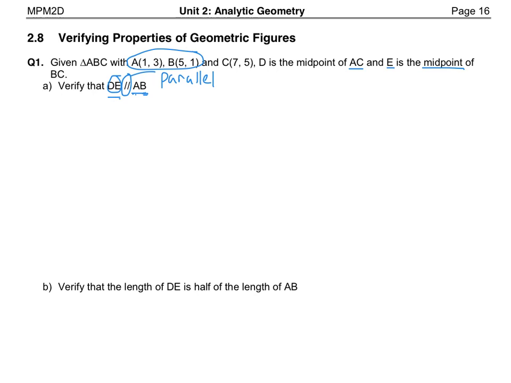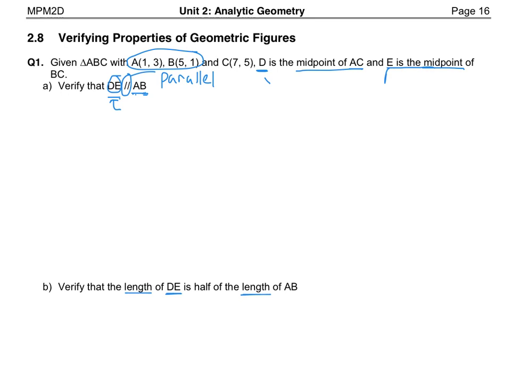To calculate the slope of DE, we're actually going to need to find point D, which is the midpoint of AC. So we could use our midpoint formula to get point D. And we would use the midpoint formula again to find E, which is the midpoint of side BC. Then when we get D and we get E, we can use those 2 points and the slope formula to find its slope.